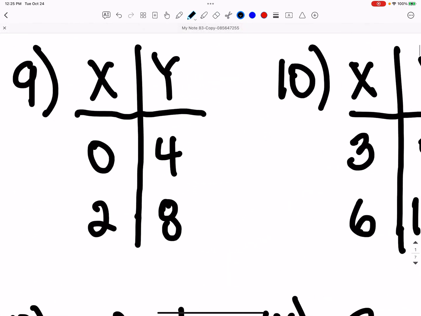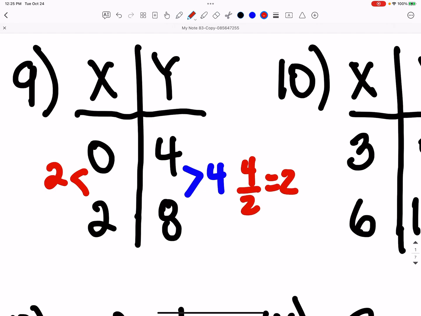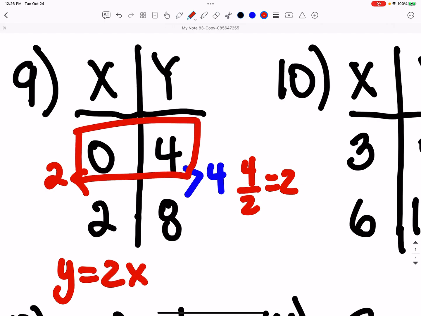Number 9. We have to write the equation. This one goes up 4. This one goes over 2. 4 halves is 2. So once we know the slope is 2, 4 divided by 2, we say y equals 2x. I gave you the begin on blue number is 4. I'm just going to say the equation is y equals 2x plus 4.